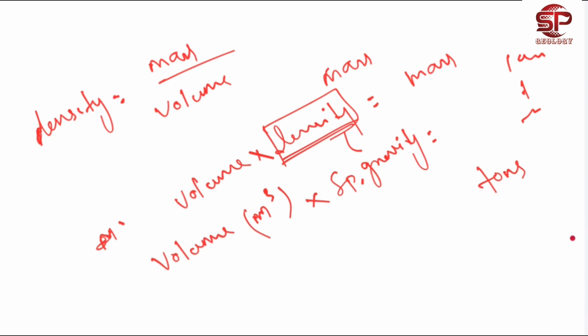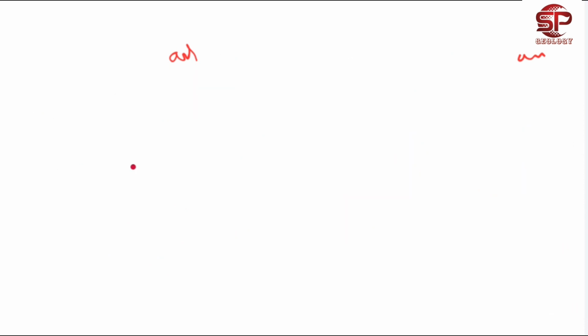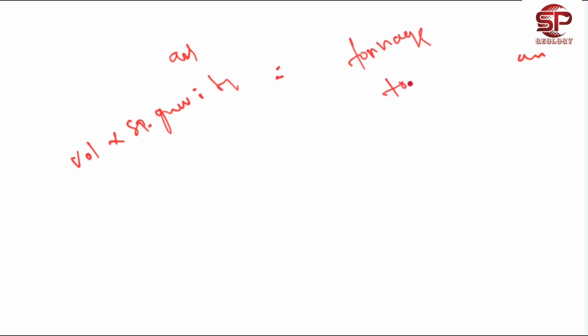So this is the thing. You have to simply remember this: volume into specific gravity will give you the tonnage, that is in tons. Like 1000 meter cube into specific gravity 3, that will be 3000 tons is the ore reserve.